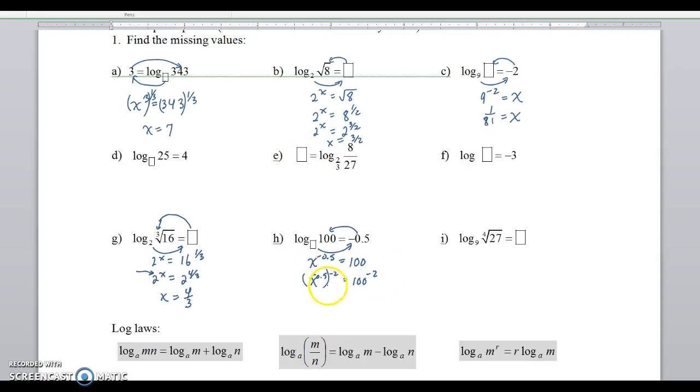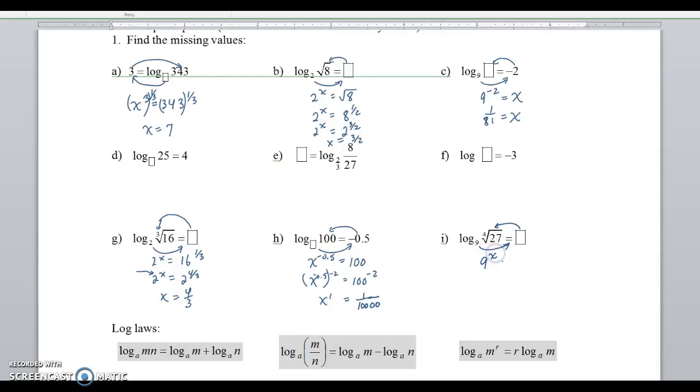On the left side, it's going to wind up being x to the 1, and then the 100 to the negative 2, well, it would be 10,000 if it was just a positive 2, but it's going to be 1 over 10,000 because it's a negative exponent. And then the last one that I want to just try out here, it's not a straight calculation, because we're actually looking for the exponent.